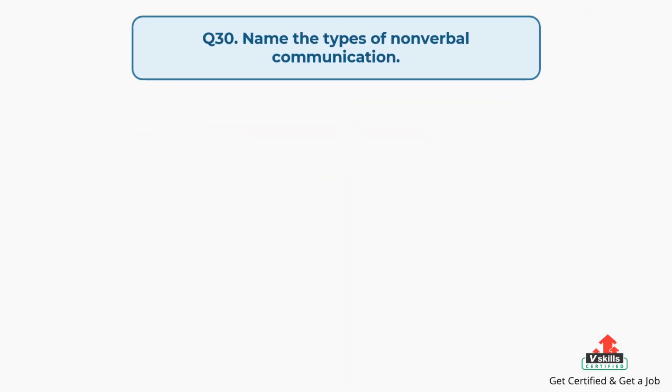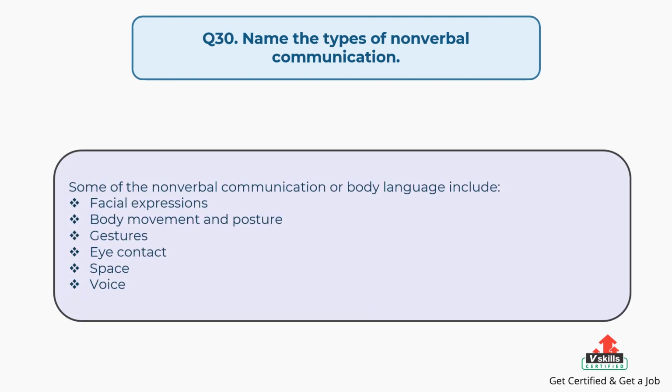Question number 30. Name the types of nonverbal communication. The answer is: some of the nonverbal communication or body language include facial expressions, body movement and posture, gestures, eye contact, space, and voice.